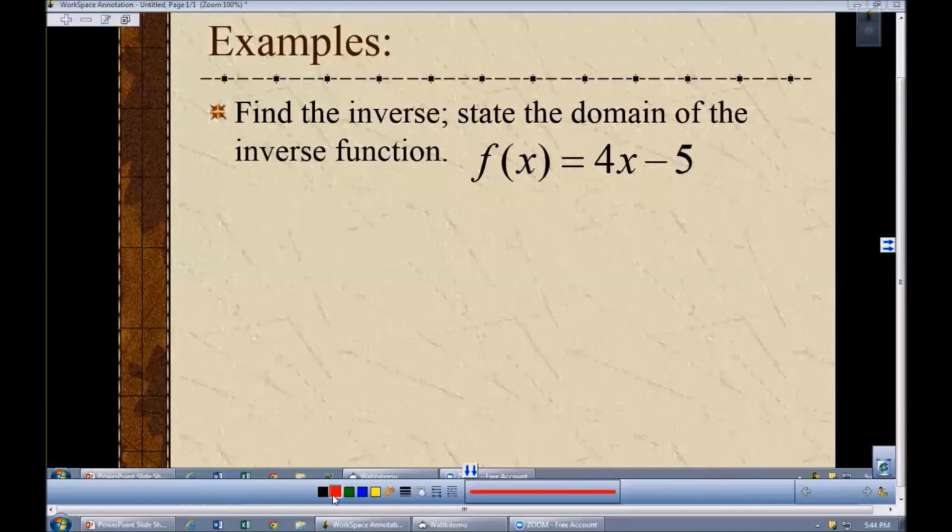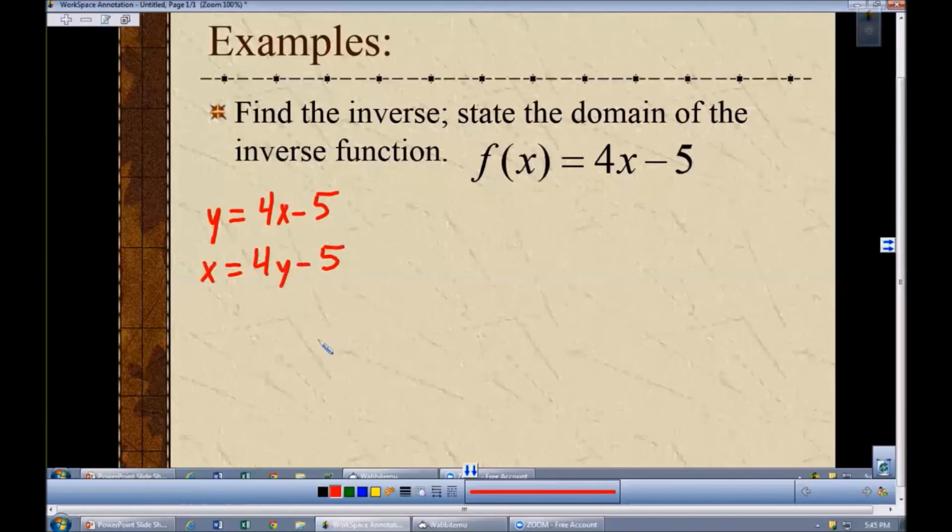First step in the process is change f of x to be a y. So I'll write this as y equals 4x minus 5. Step 2 is to interchange x and y. So where I see y, I write x. Where I see x, I write y.